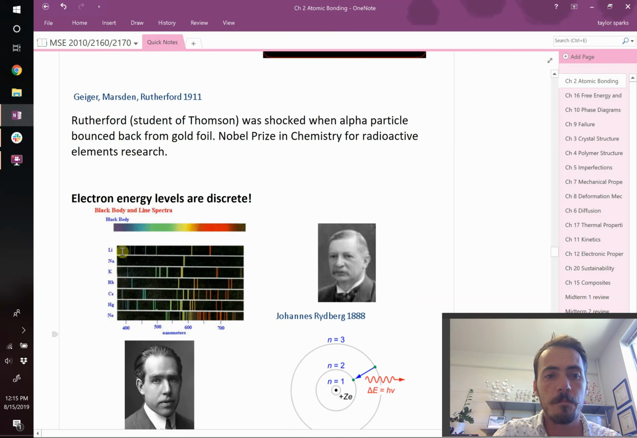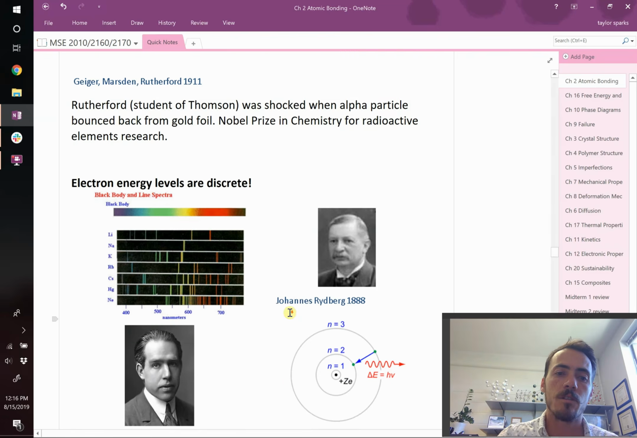However, if you take specific elements and look at how they burn, you can see that they emit light at very specific lines, very specific wavelengths. A little bit of red, a little bit of yellow. And each element was different. So when they realized this, they said, aha, every element must have, first off, discrete energy levels, and they're unique to one another.